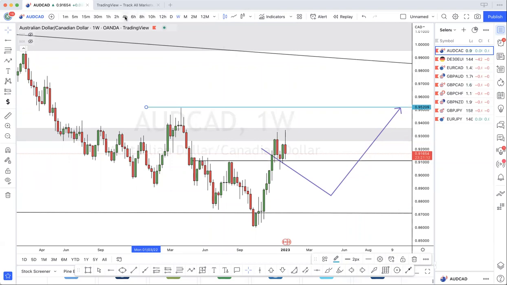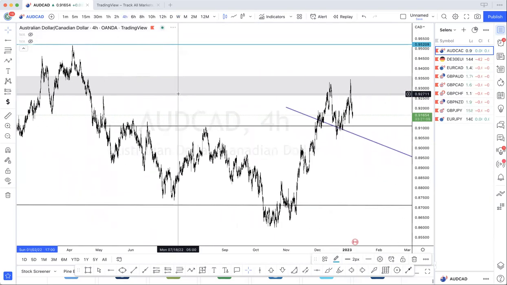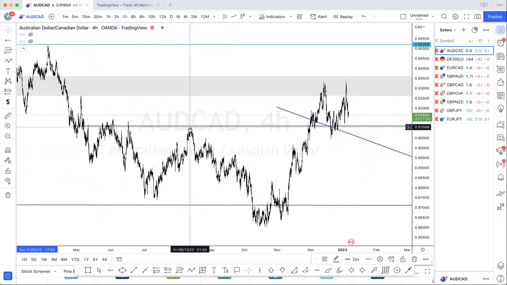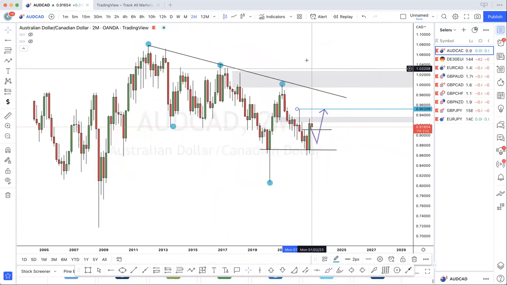Now I'm going to go down to the 4 hour. Price, this was the swing high. And I want to go back because I missed saying something. Let me go back to the 2 month.